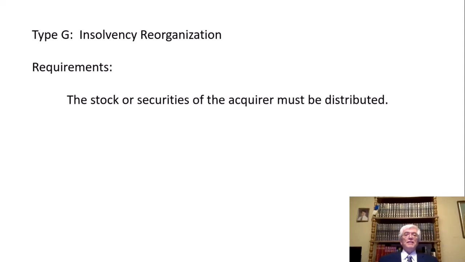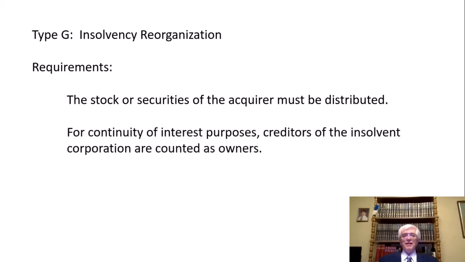Requirements of a Type G: the stock or securities of the acquirer must be distributed. So the acquirer can't just acquire these assets and then just transfer the stock back to Corporation T, which just holds on to them. No, they have to be distributed.